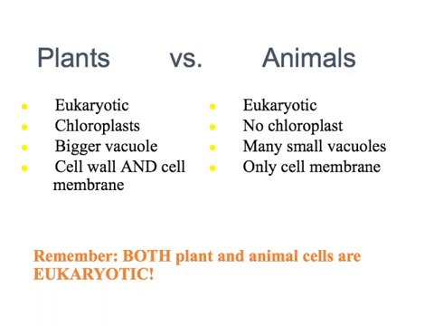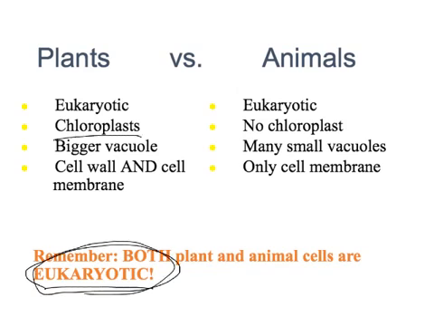So if we compare plants and animals, they're both eukaryotic. They both have membrane-bound organelles, and they both have a nucleus. But plants have chloroplasts, where animals do not. Plants have one large central vacuole, where animals have many small vacuoles. And plants have a cell wall and a cell membrane, where animals just have a cell membrane.